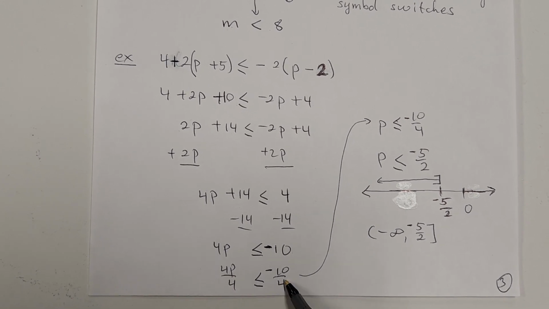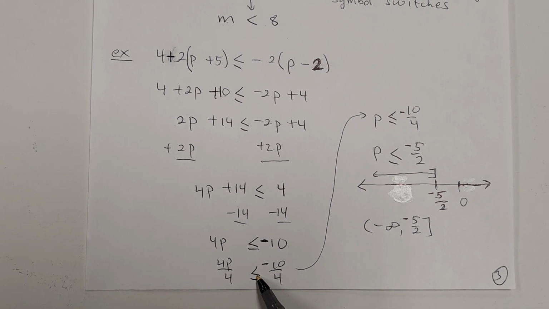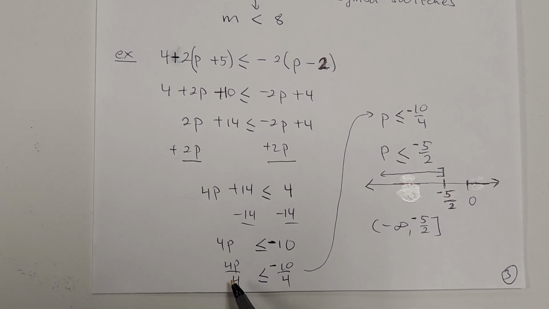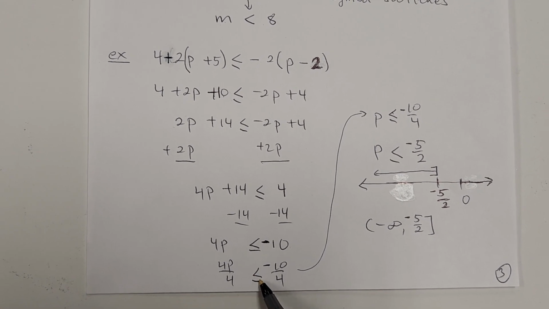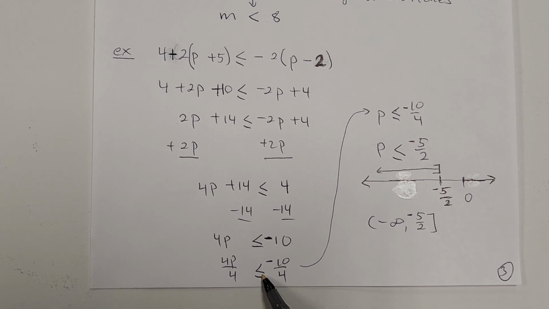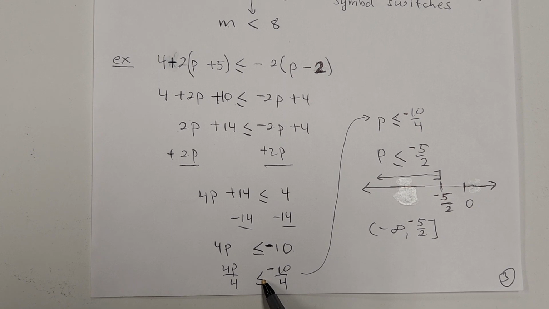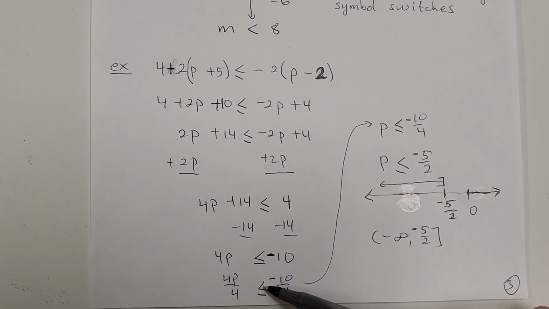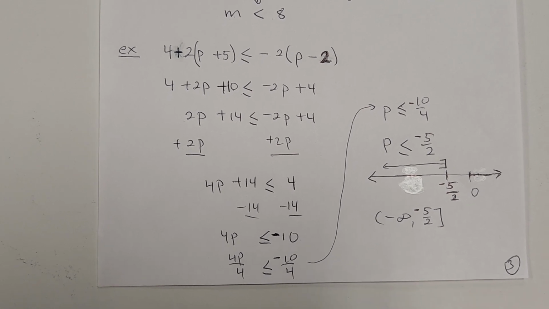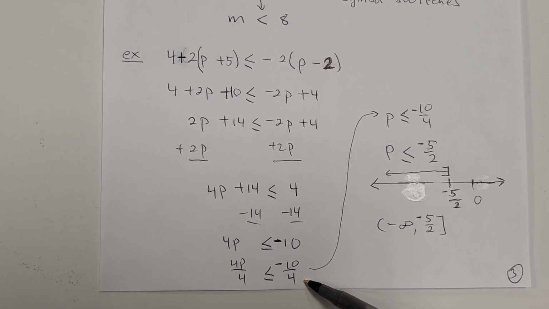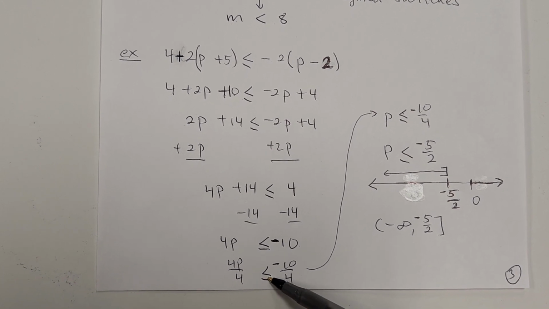Next, divide by 4. Again, this is positive, so we don't have to worry about switching the symbol. But if this was negative, if we are dividing by a negative, this symbol right here where I am circling will be switched. So one more time, this is positive, so we don't switch the symbol. The only time we switch this symbol is if it is negative. Divide by a negative, or multiply by a negative. Since this is positive 4, this symbol stays.